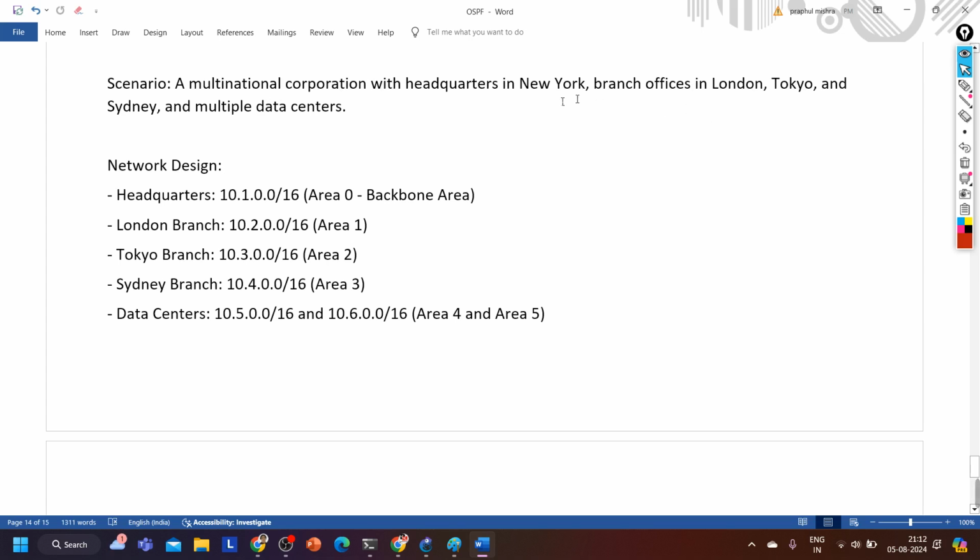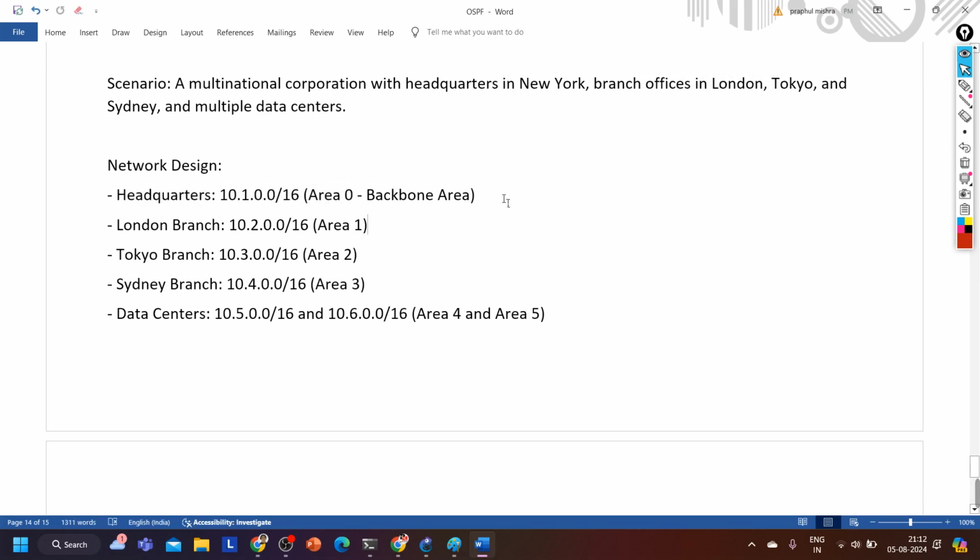Multi-area OSPF, right? As I told you, you will advertise headquarters in area 0. You can put the entire router in headquarters in area 0 and all branch office routers in different areas. So you can see headquarters using this subnet, and I'm going to run OSPF area 0.